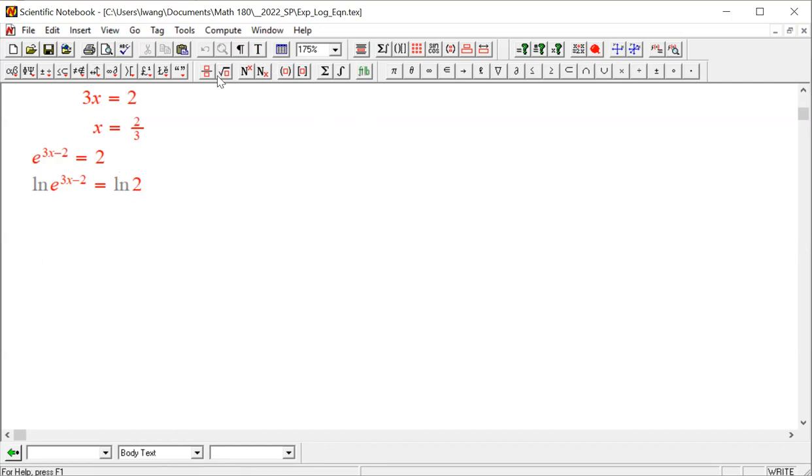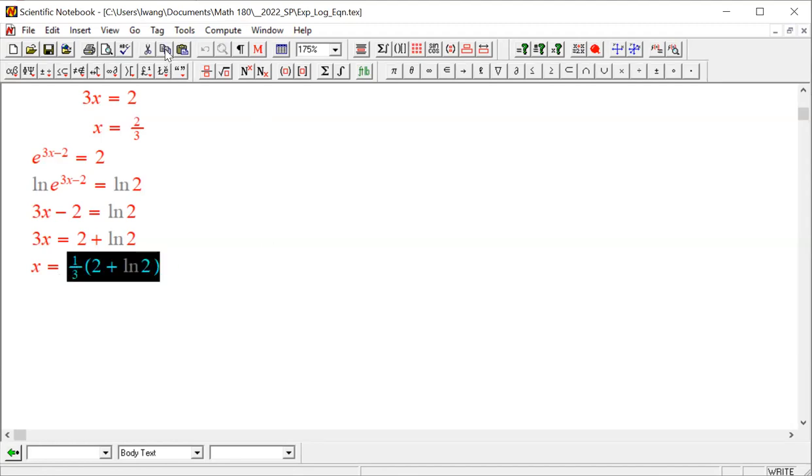Okay, on the left-hand side, we have 3x minus 2. On the right-hand side is ln 2. Adding 2 on both sides, you get 3x equals 2 plus ln 2. And divide both sides by 3. So x equals 1/3 of 2 plus ln 2.